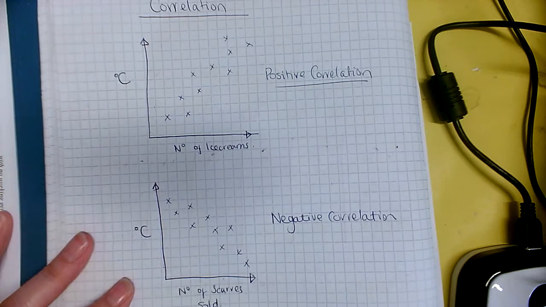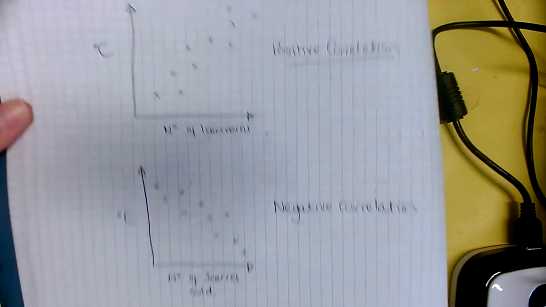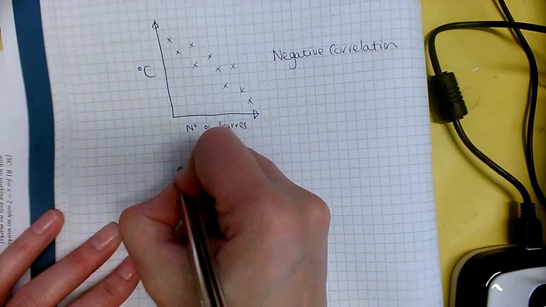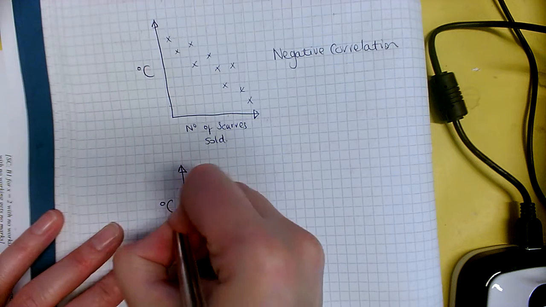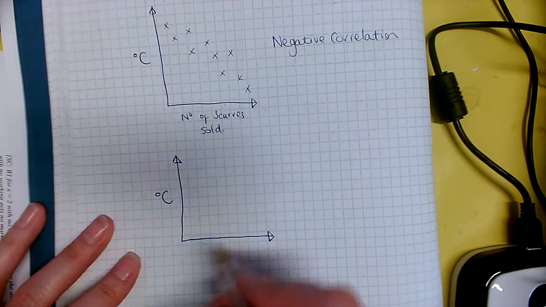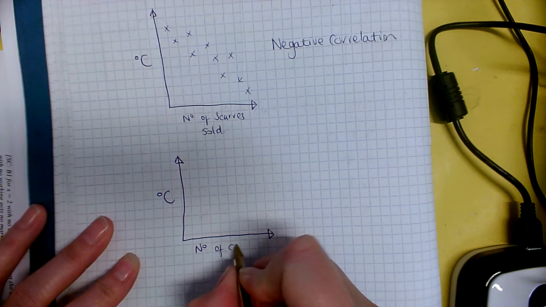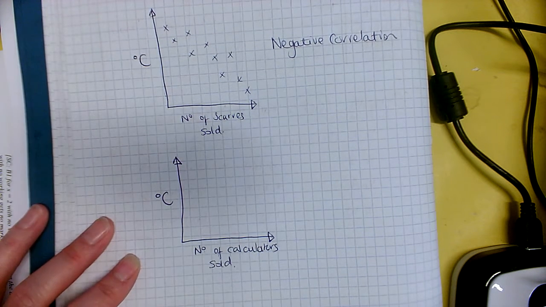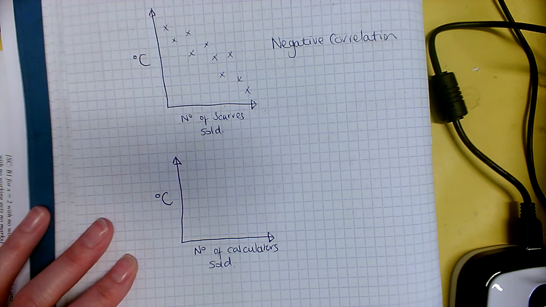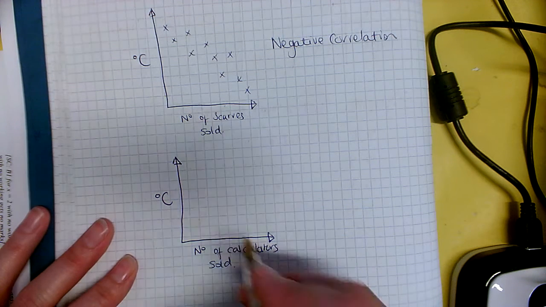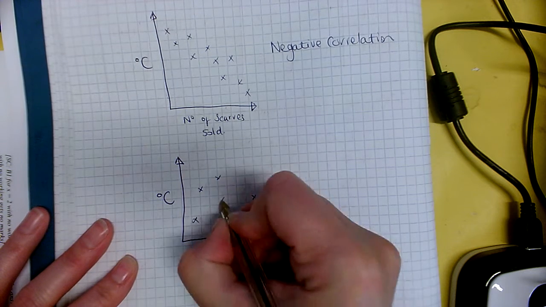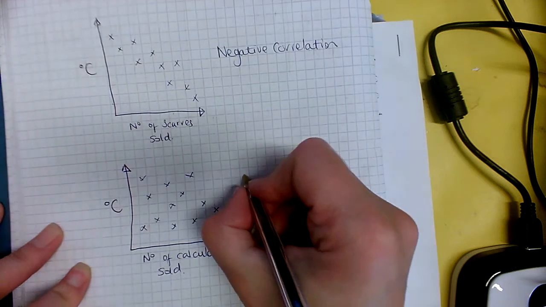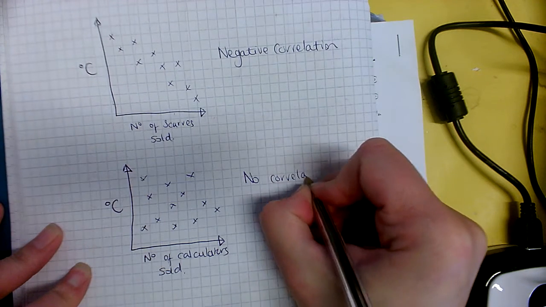Okay, so we've got a positive correlation and a negative correlation. Now let's have a little think. Let's draw our axes again for our third scenario. Let's stick with degrees Celsius, and let's have a number of calculators sold. Regardless of how hot it gets, there doesn't seem to be a rush for calculators whether it's very hot, or a rush for calculators if it's very cold. So it could look something like this. And this one, you may have guessed, we've got no correlation.